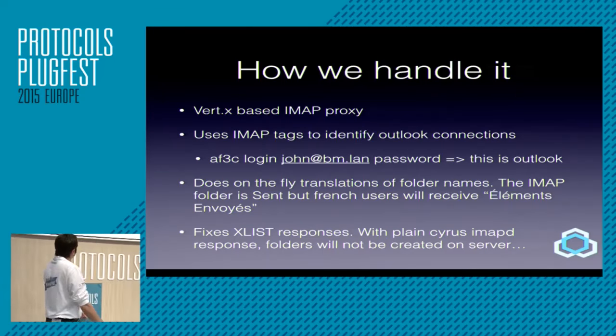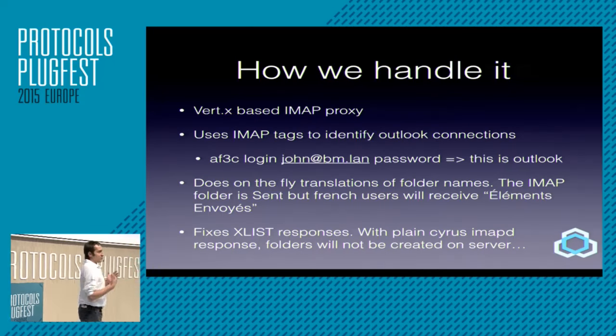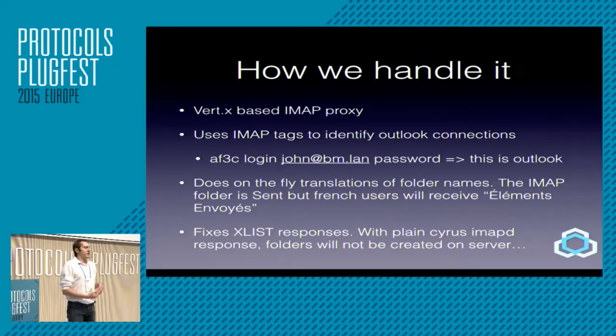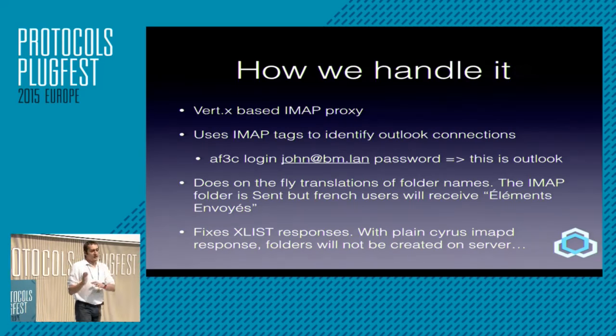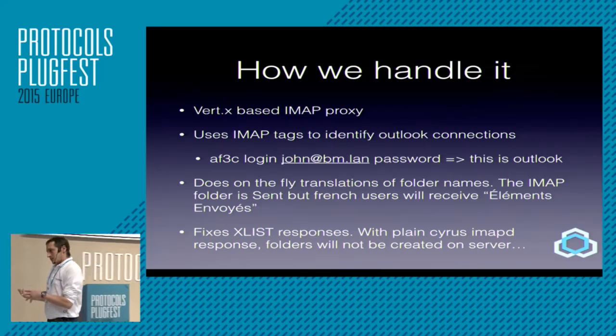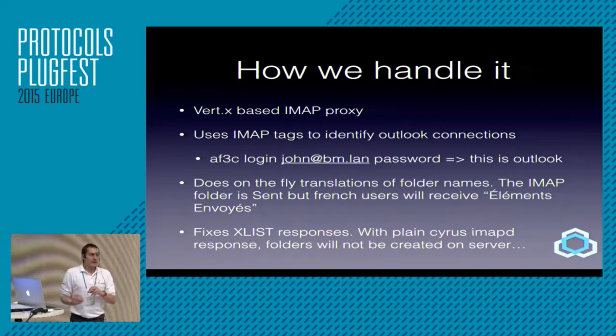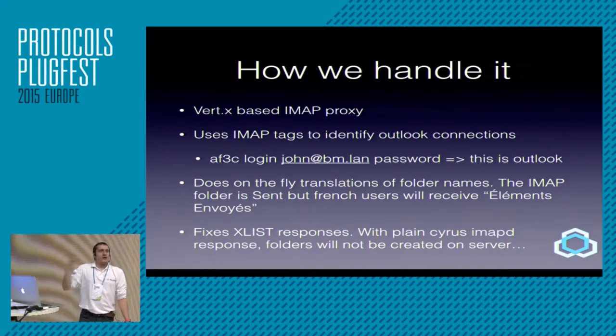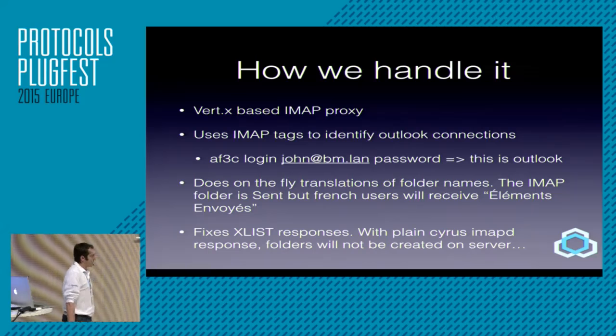Thanks to our IMAP proxy, we can rename the folders. The proxy is doing on-the-fly translation. It intercepts the command, for example, when the client says select sent to open the sent folder, our proxy will intercept that, translate it to the real name of the folder on the server, and return the response correctly.